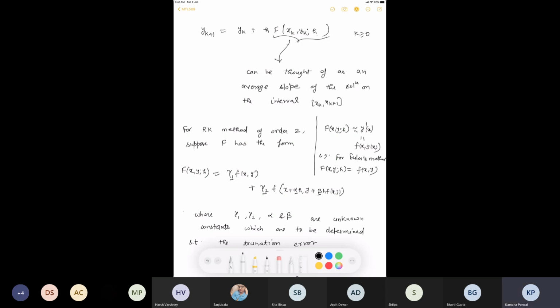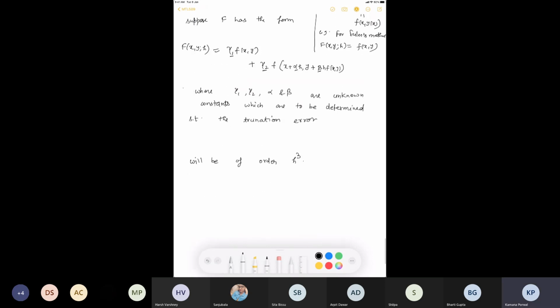So the method is in front of you. What is the truncation error? I have to just see that this is the method. What happens when I try to test it with the exact solution, right? So that is what I'm going to consider. So what is the truncation error? Let's call it T_{k+1}.